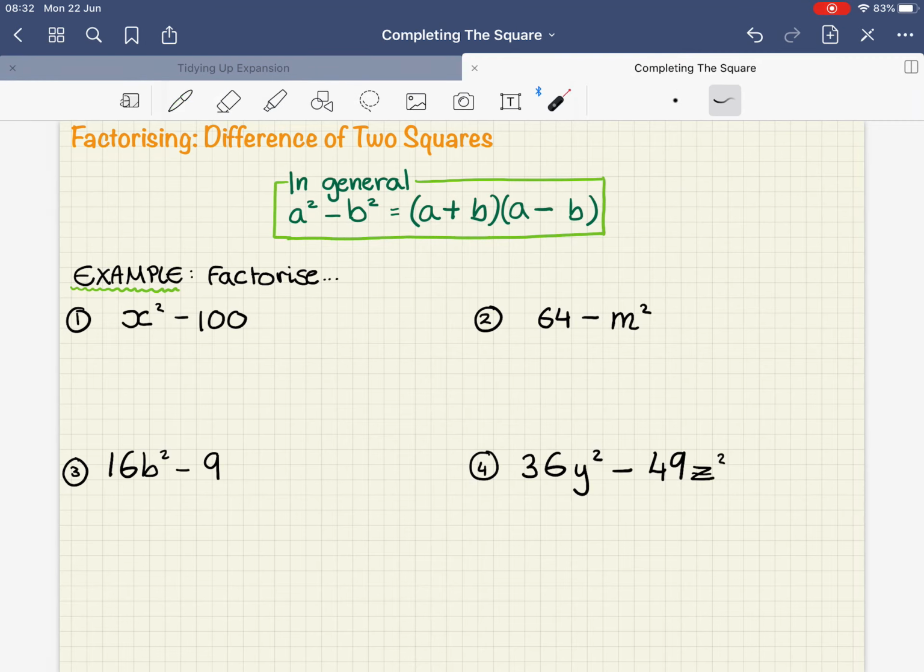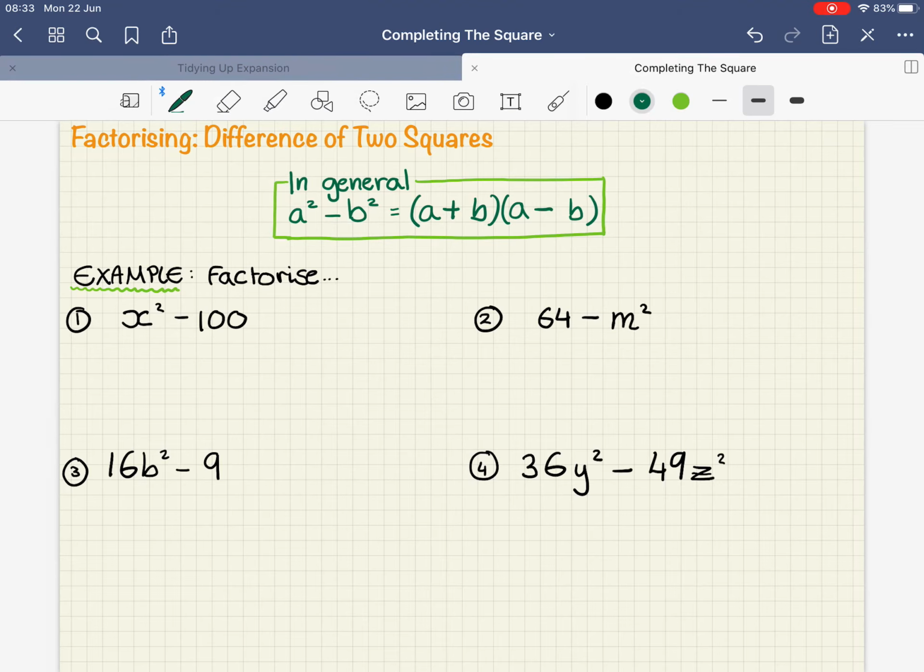So again, I square root the a squared, and that goes at the front of the bracket because it's at the front in the beginning. And I square root the b squared and it goes to the back. And then I just change the sign. So I have a plus in one and a minus in another.